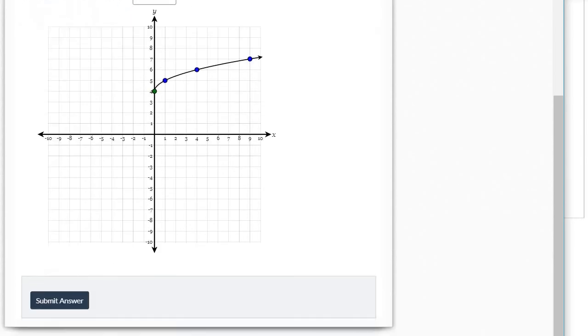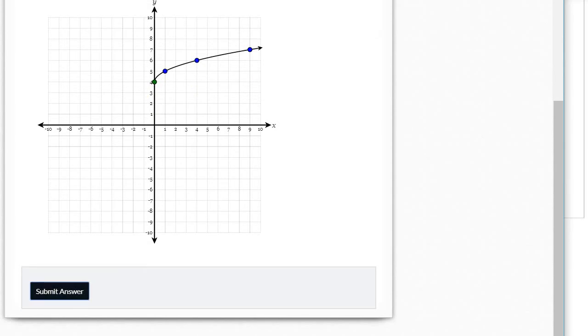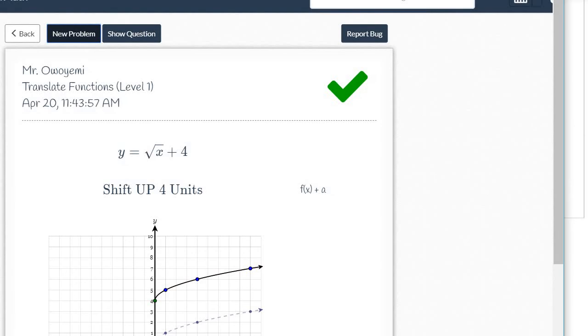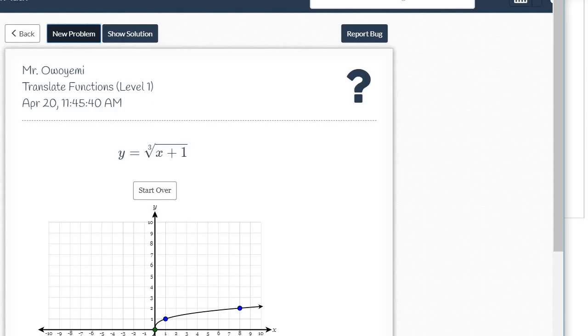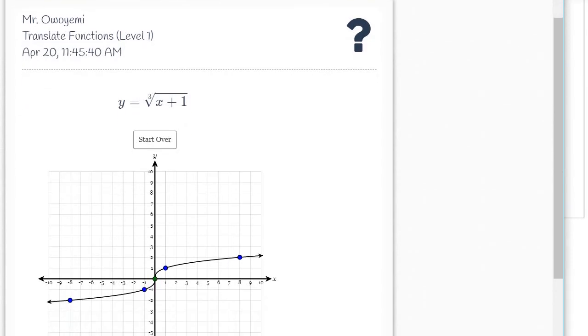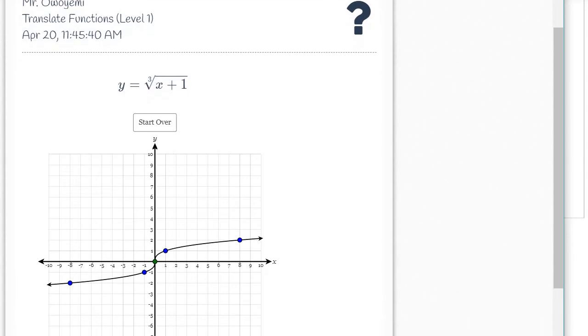And I do check now. Let's see what happens. When I check my answer, I say yeah, and I should get it right, which I did. And then let's see if it gives you another kind of function. This is cube root. And then this one is an input transformation. You can see that it's affecting the x alone, x plus 1. It's not affecting the y. So it's just an input transformation.